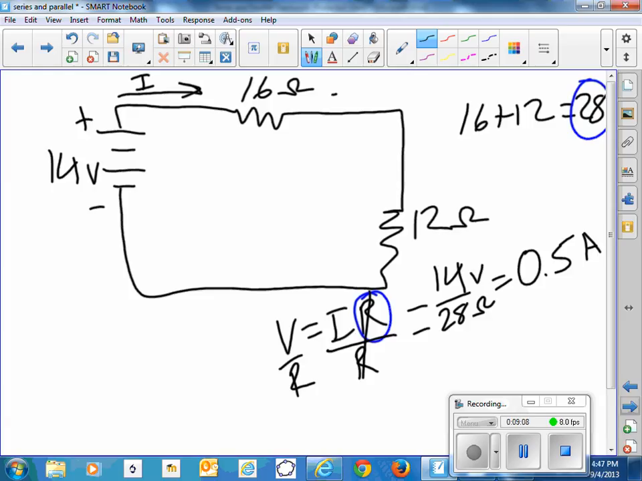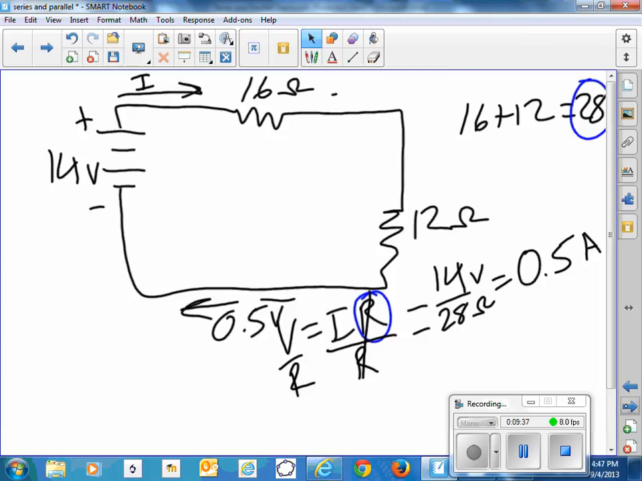So in series, the resistors add, so it's more resistive. It's harder for current to flow through a 16 ohm resistor and a 12 ohm resistor. It has to go through both of those. And whatever current I had coming out of the battery at the top is also the same at the bottom of the circuit, half an amp. It's one loop, so the current is the same throughout that entire loop.